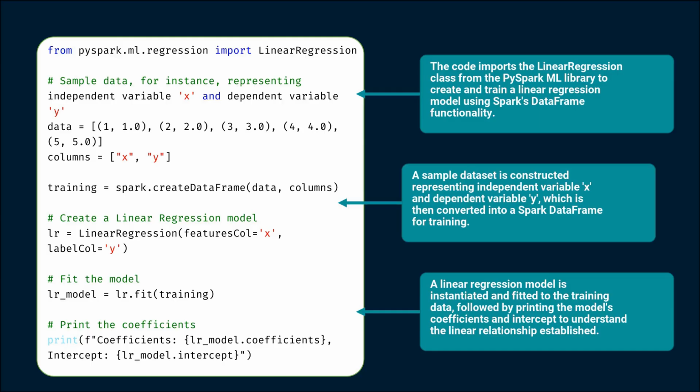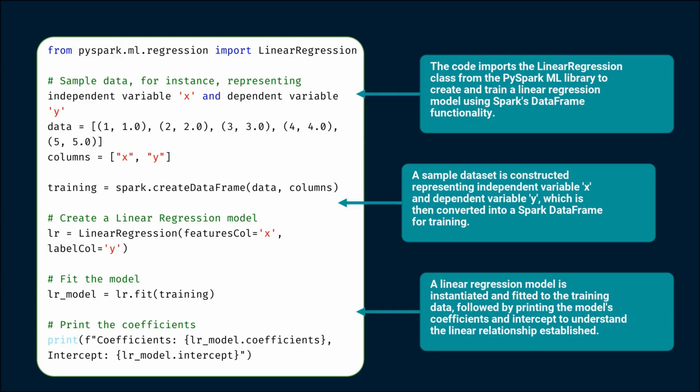Now, we create a data frame using the createDataFrame method of our Spark session, passing in our data and column names. This data frame will serve as the input for our model training. Following that, we instantiate the linear regression model by specifying which columns will serve as features and labels. The featuresCol parameter indicates which column contains our independent variable, x, while the labelCol parameter specifies the dependent variable, y.